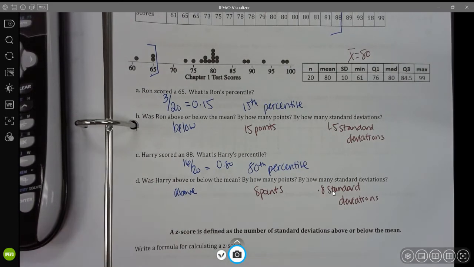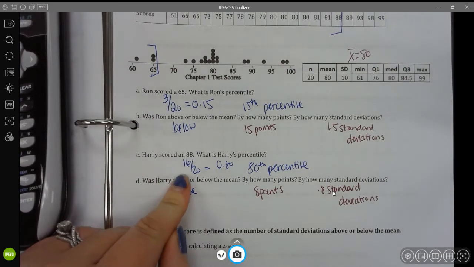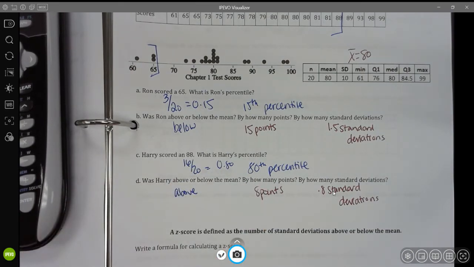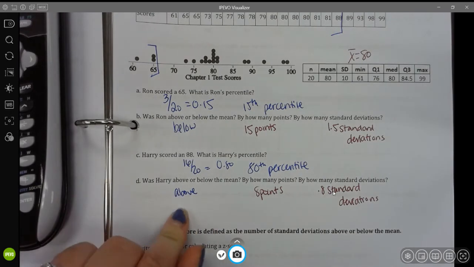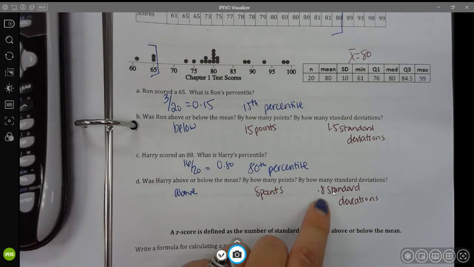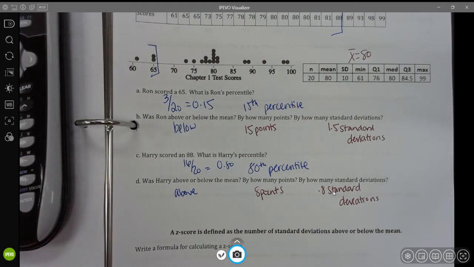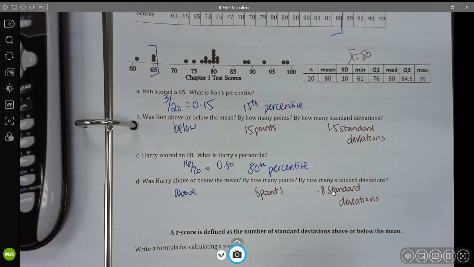I used a similar process for Harry. There are 16 out of 20 people who did equal to or less than Harry, which means that 80% of people did as well as or worse than Harry did on the test. Harry was above the mean by 8 points. That's 0.8 standard deviations, since the standard deviation is 10.